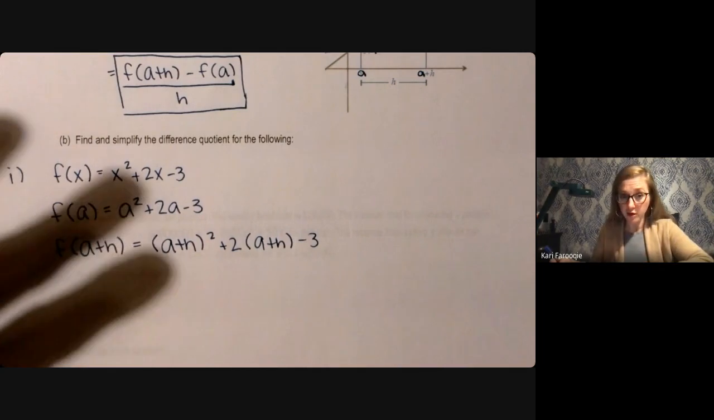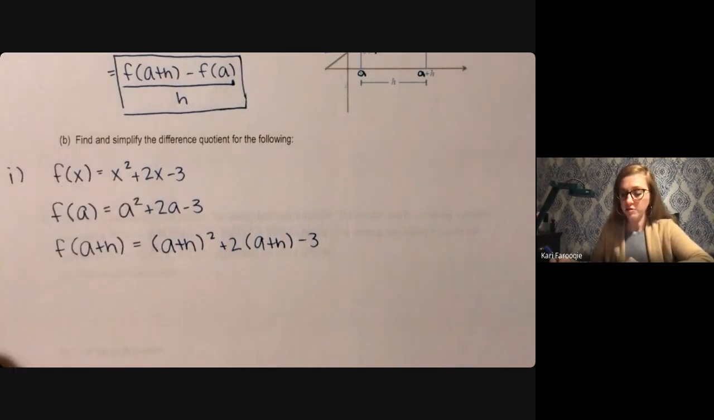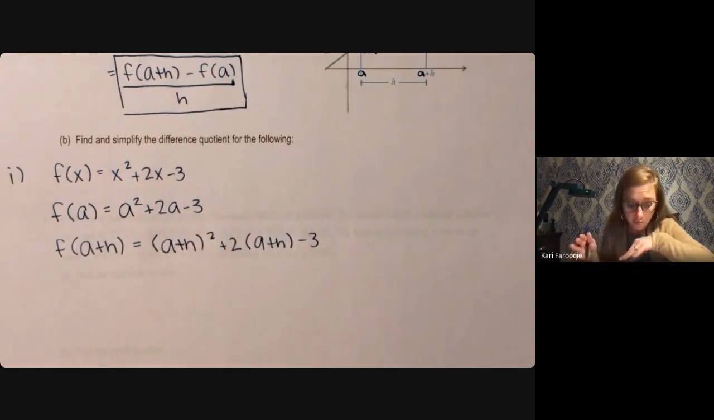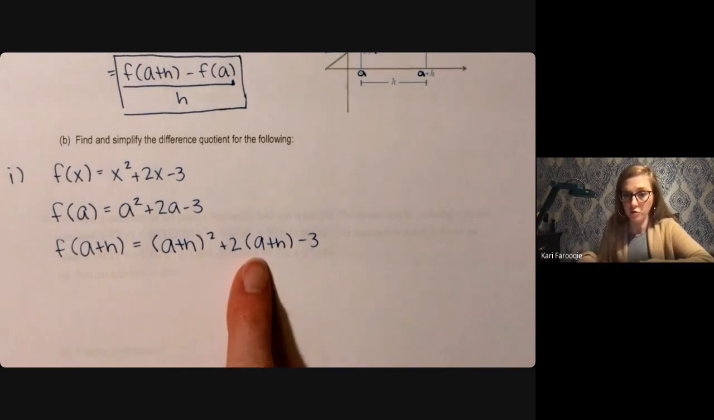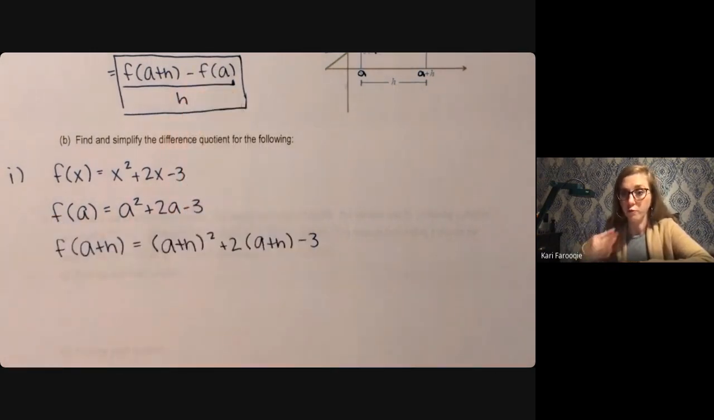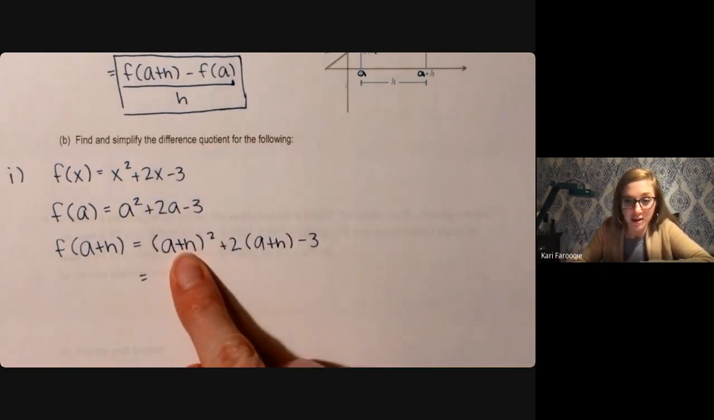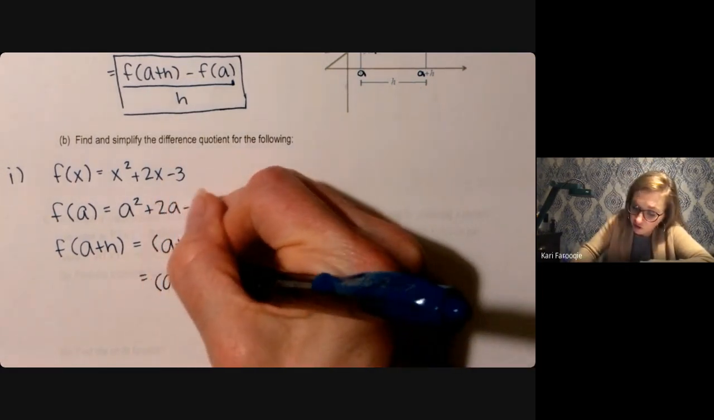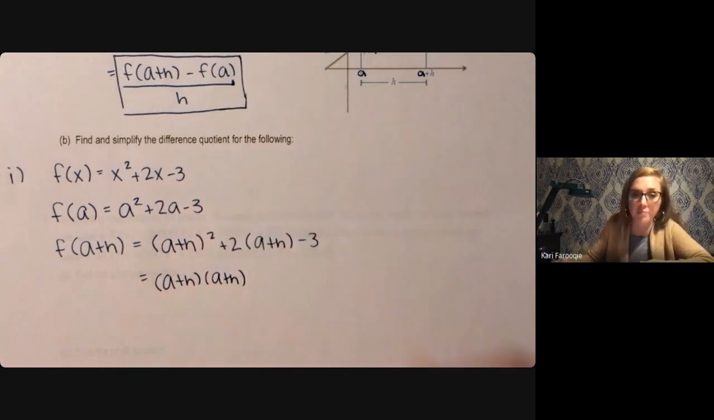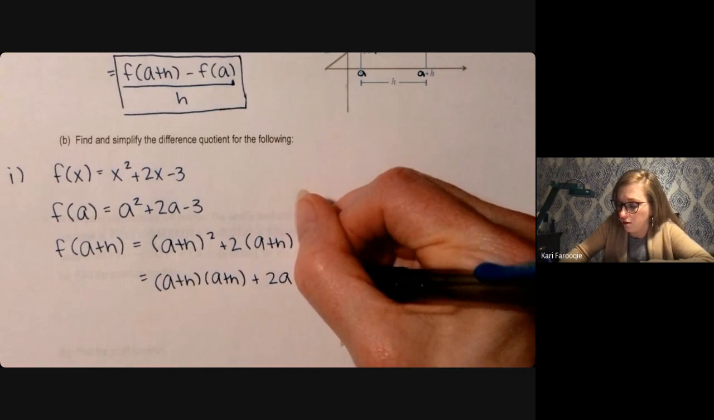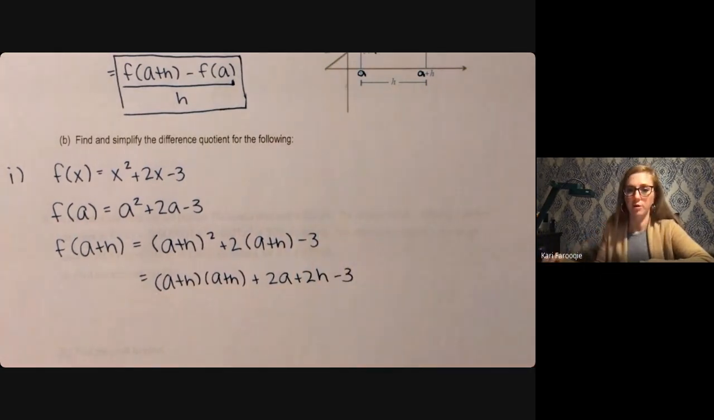Now I have to simplify this quantity at some point. Since I know I'm going to be subtracting these, I probably want to get everything simplified before I put it together. That's just my suggestion to you. So I'm going to simplify this first before I put it into the difference quotient formula. And I want you to remember that you cannot distribute the exponent here. This is not a squared plus h squared. It's a plus h times itself. So let's go ahead and distribute the 2 here. So you have 2a plus 2h minus 3.